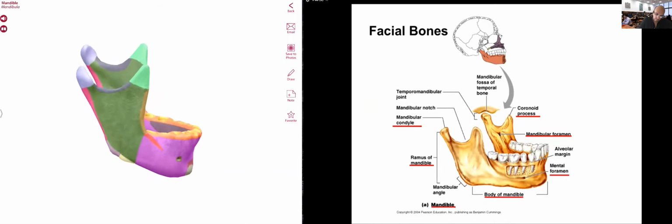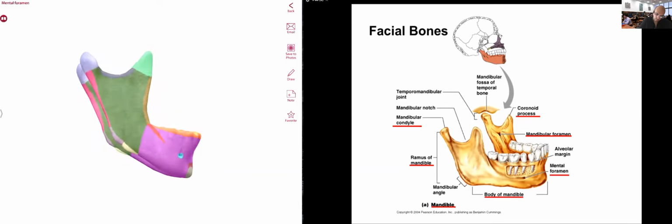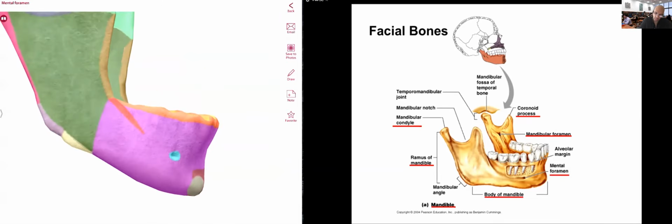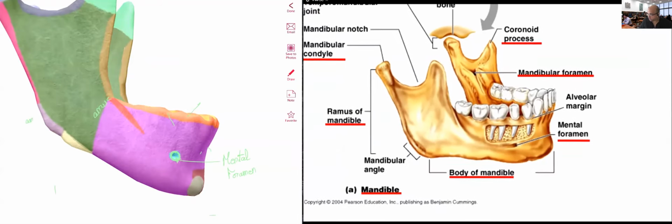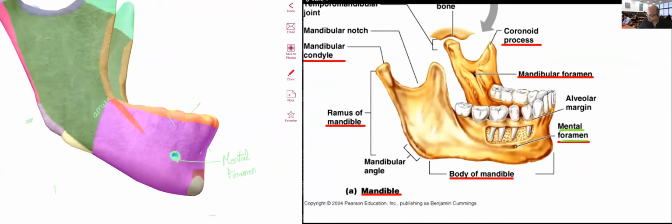Also, what we can see on here are those tiny holes in the anterior aspect related to the chin. If you remember, something related to the chin is called mental. So what do we call the foramen, the hole in the anterior aspect of the mandible? This is my mental foramen, the opening on the anterior aspect of the mandible.